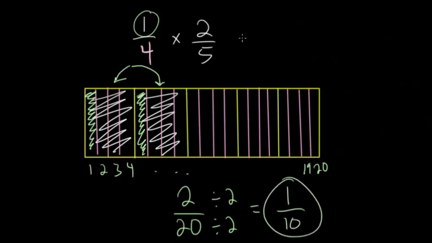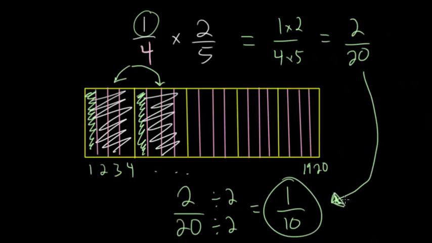And you can see that if we just multiply straight across, 1 times 2 is 2 for our numerator, and then 4 times 5 is 20 for our denominator, and again, we can simplify that. So hopefully this process makes sense, but we will go through a couple more examples in the next video.